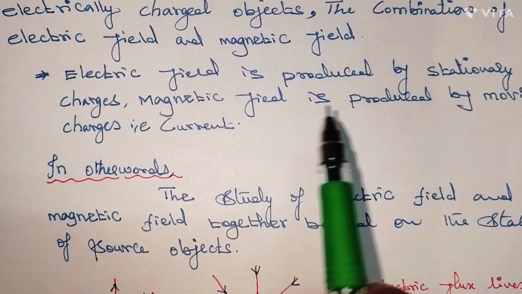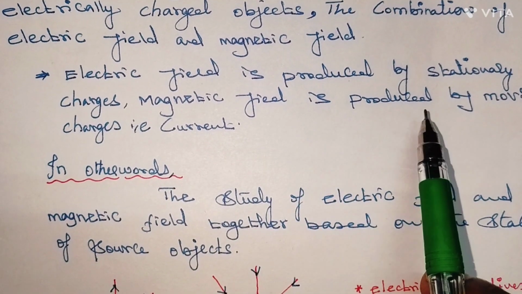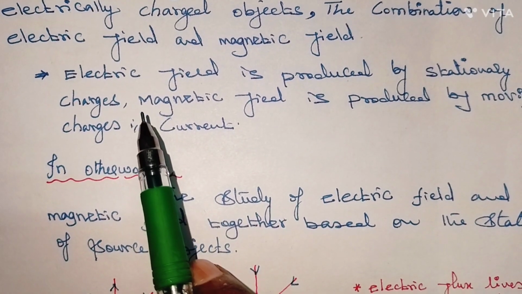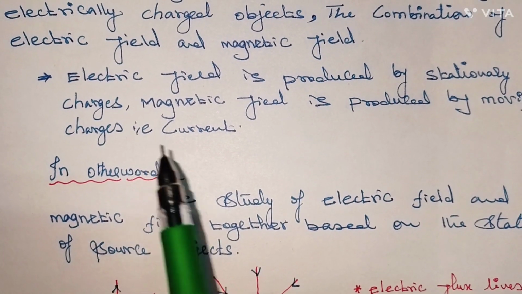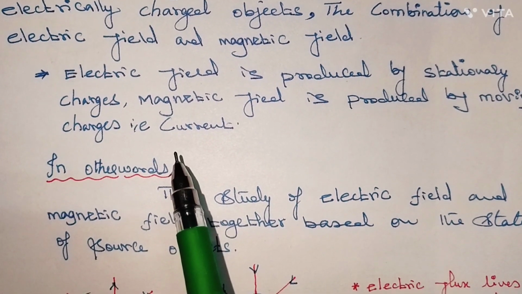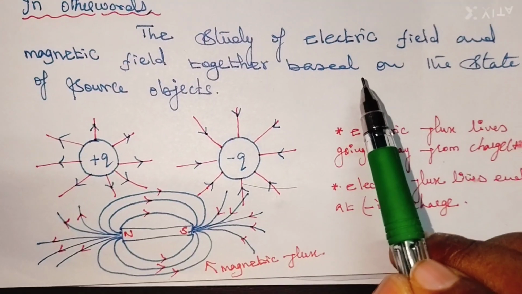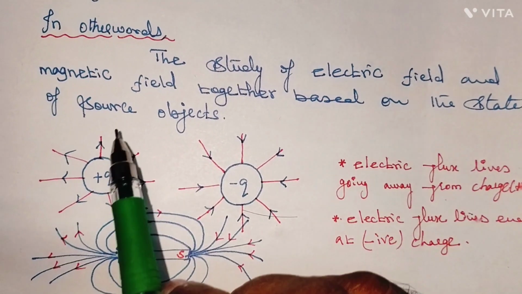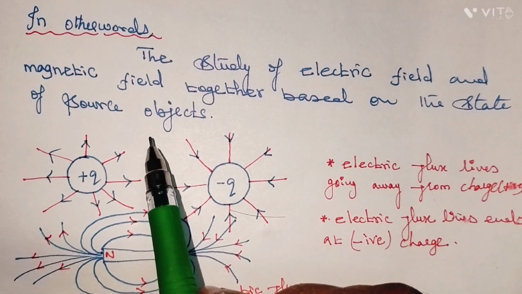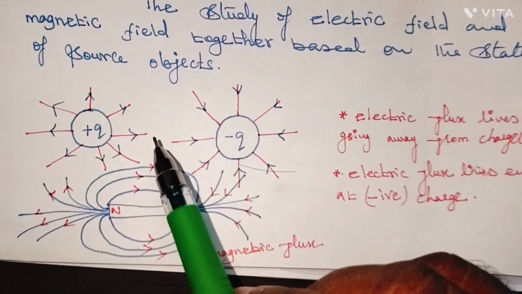Electric field is produced by stationary charges and magnetic field is produced by moving charges, that is current. So here the electric fields are from stationary charges and magnetic fields are from moving charges. In other words, it is the study of electric field and magnetic field together based on the state of source objects. Here we can see the diagram.